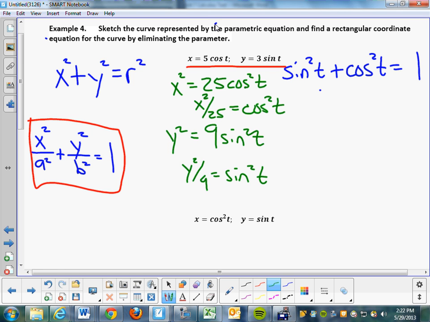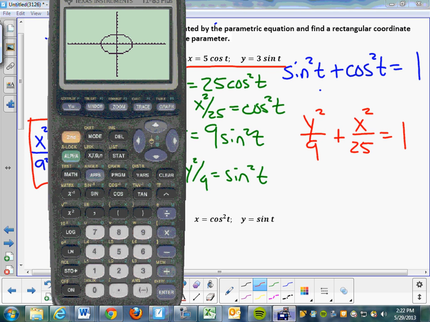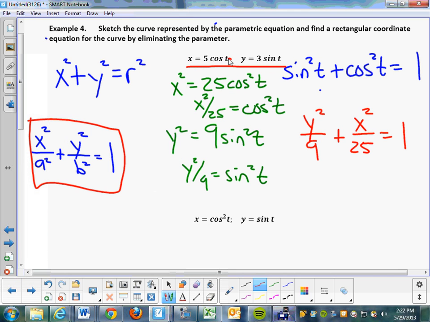So now can I make that substitution? Yeah. Instead of sine squared, I can write what? y squared over 9. Instead of cosine squared, I can write x squared over 25, is equal to 1. And you guys learned that an ellipse, this will be stretched 5 units horizontally, 3 units vertically, right? And if you look at our graph, that's exactly what the ellipse does. 5 units horizontally, 3 units vertically. There you go. So that's our final answer.